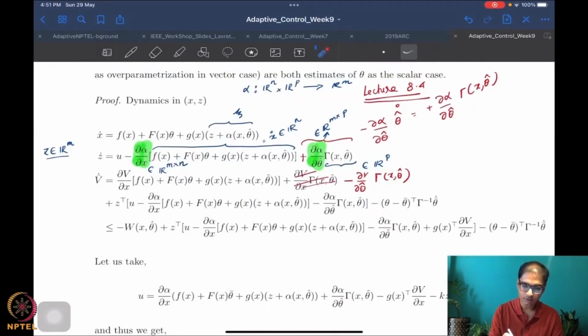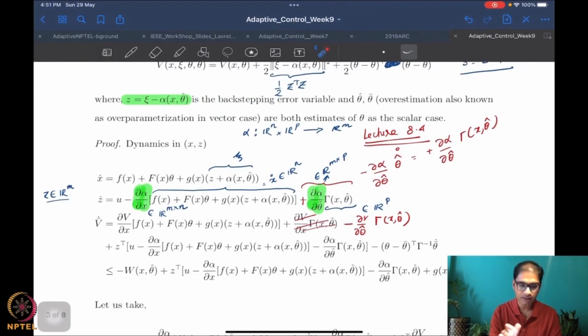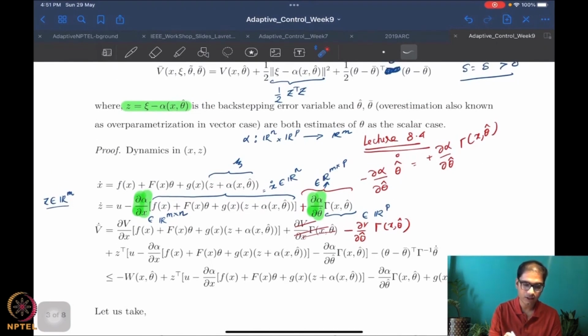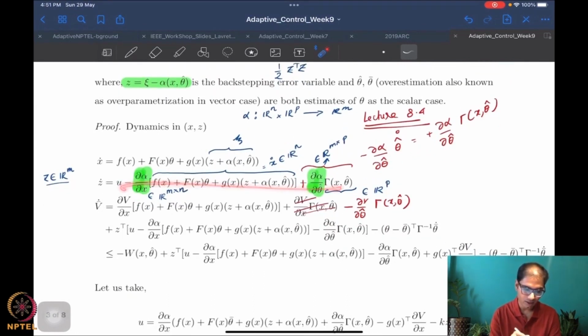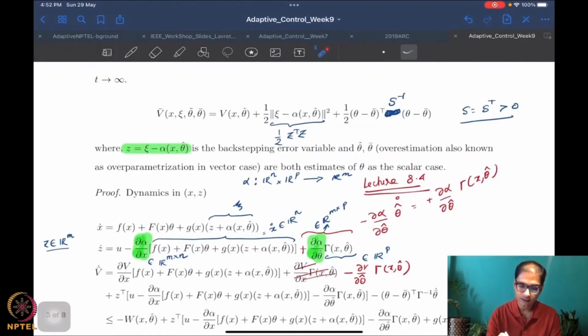Okay, the second term is not del v del x again, it is del v del theta cap times negative of gamma x theta. And then the derivative of the second term is just this guy. So it's z transpose z dot, and we already have written z dot here. So z transpose z dot is this entire thing, this guy getting plugged in here. And the final term is this.